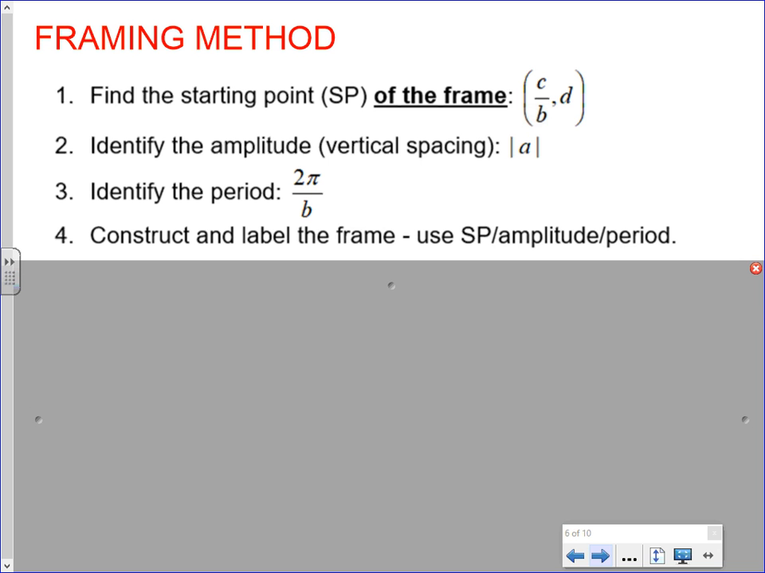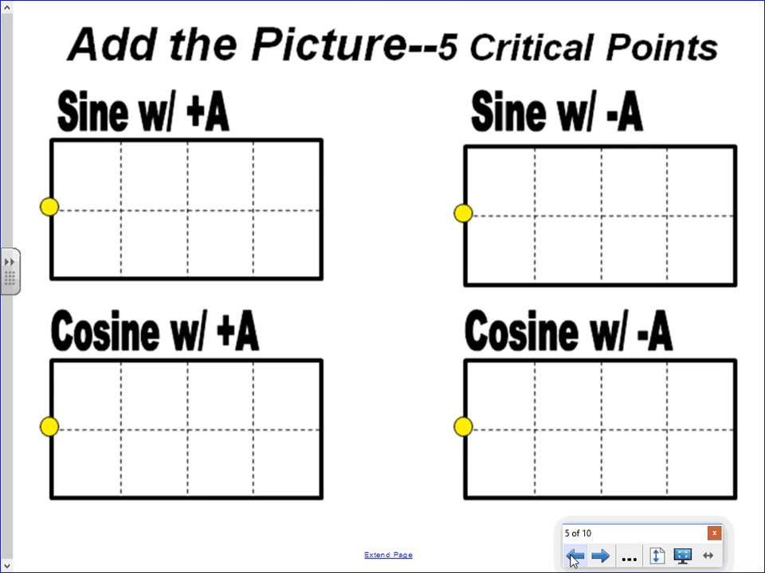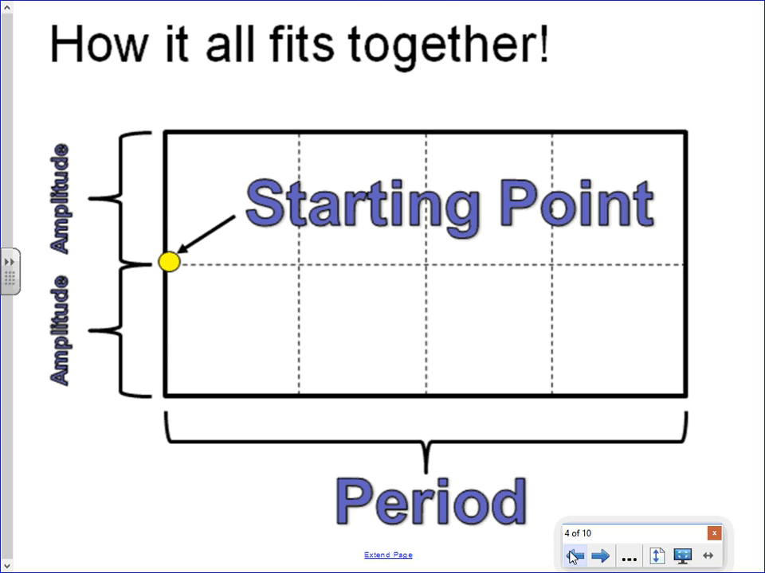So we are going to construct a frame using these 3 things. If we come back to this picture over here, we're going to plot the starting point. Amplitude is half the vertical height, so we're going to go up the amplitude and down the amplitude, and then over the length of whatever that period is that we calculated. That would be the size of our rectangle.